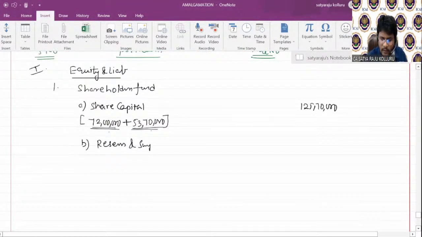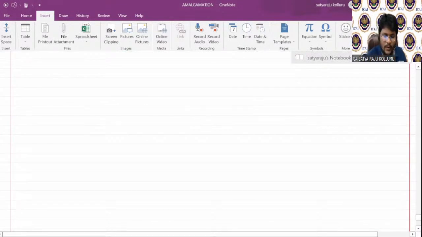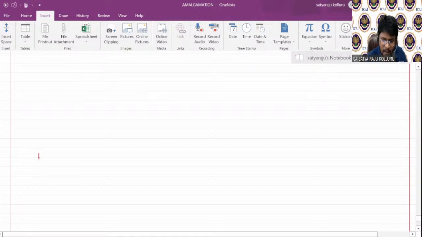Reserves and surplus. I'll provide only the note number for reserves and surplus, guys. So because which is important here, reserves and surplus. Let me consider the reserves and surplus here.